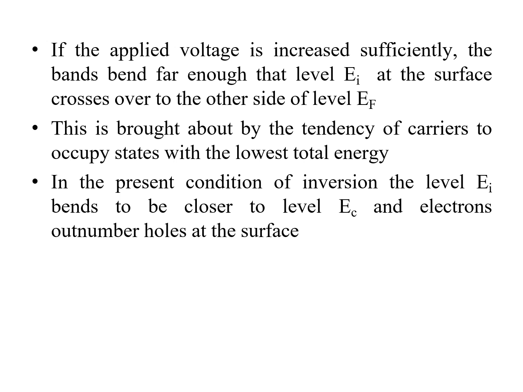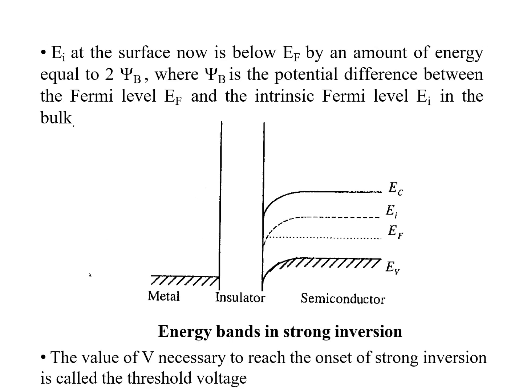If the applied voltage is increased sufficiently, the bands bend far enough that the level Ei at the surface crosses over to the other side of level Ef. This is brought about by the tendency of carriers to occupy states with the lowest total energy. In the present condition of inversion, the level Ei bends to be closer to the conduction energy band, and there are electrons and a number of holes at the surface.